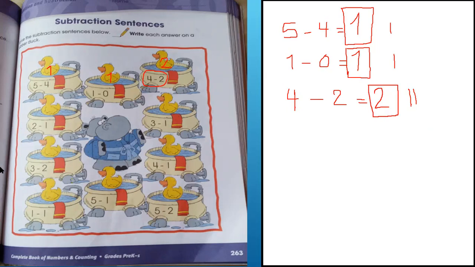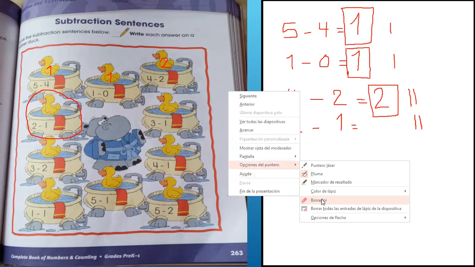Good. Yes. Let's continue with the next one. This one. 2 minus 1. 2 minus 1 equal to. So I have to draw 2 lines. How many lines, guys? How many lines do we have to take away? ¿Cuántas líneas tengo que quitar? One. Very good. So, with the eraser.